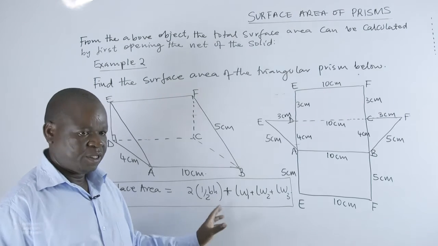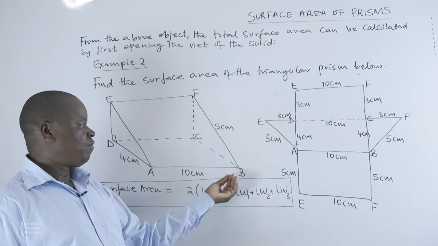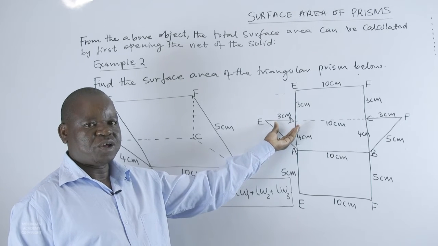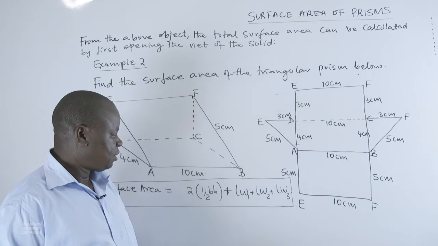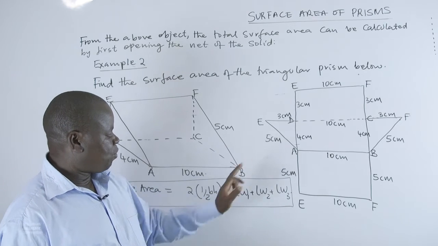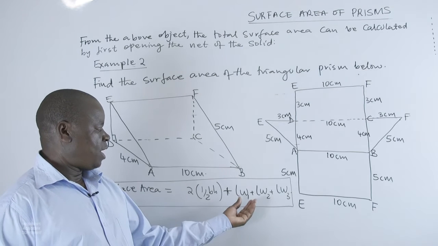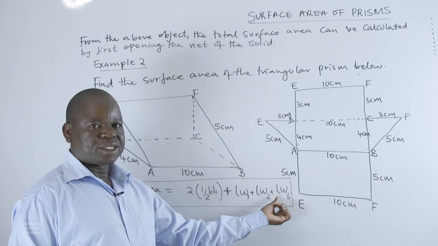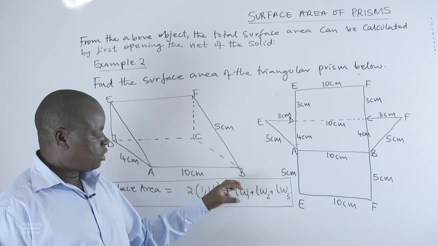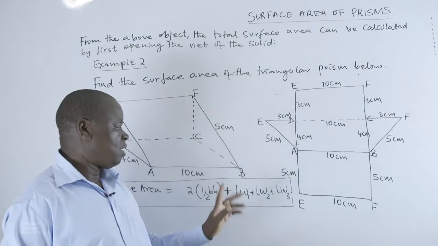So we have 2 into a half base times height. This is the formula for finding the area of the triangular planes. And we have 2 similar of them. That's why we are multiplying by 2. Then plus length times W1. Now, why are we adding W1 plus W2 plus W3? It's because the widths of the rectangular planes are different.